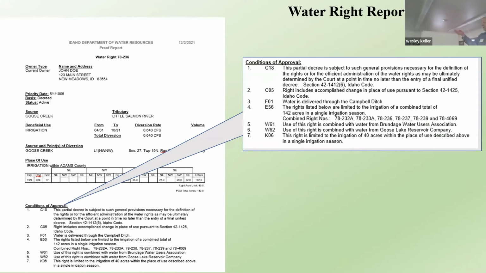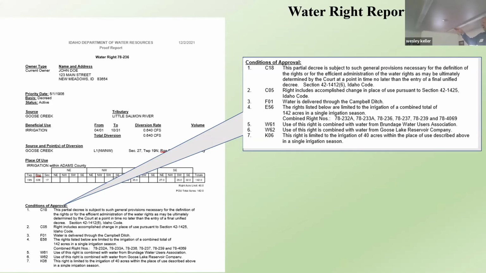And this one we can see does have that number 4, E56. The rights listed below are limited to the combined total irrigation of 142 acres in a single irrigation season. And then it lists the other rights, and that's where that acre limit comes into play.